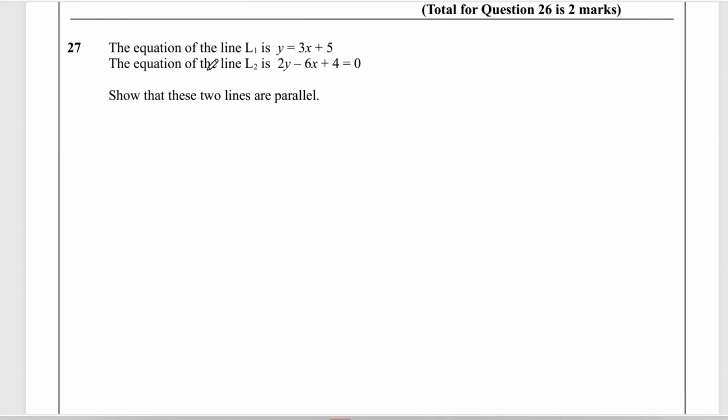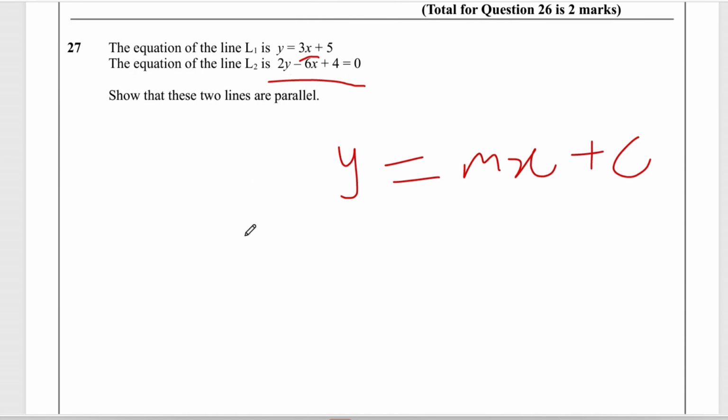The equation of line 1 is this, and the equation of line 2 is this. Show that they're parallel. For two lines to be parallel, it means that they have the same slope. So don't forget your slope intercept format: y equals mx plus c. Very important. If you look at it, the slope in the first line is 3, because mx, the number beside x, is 3. So slope is 3.